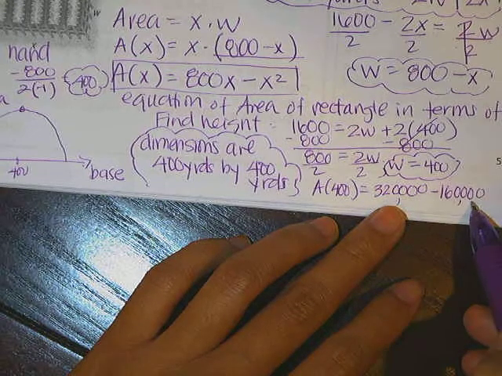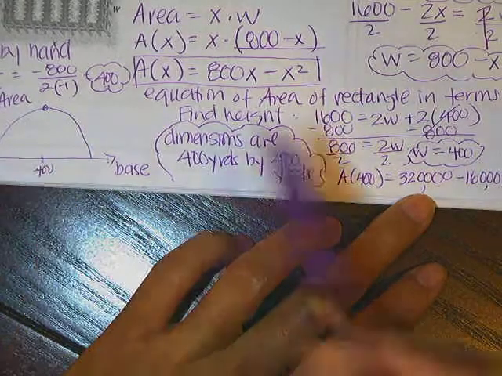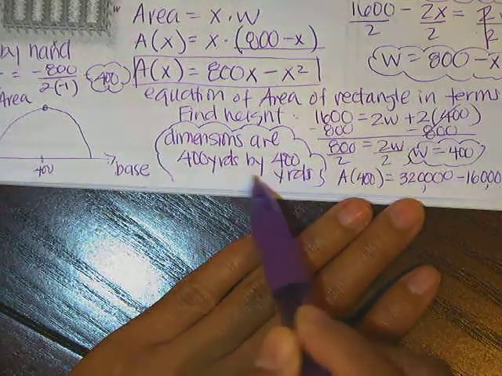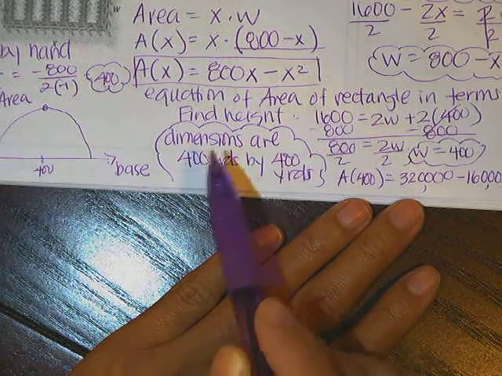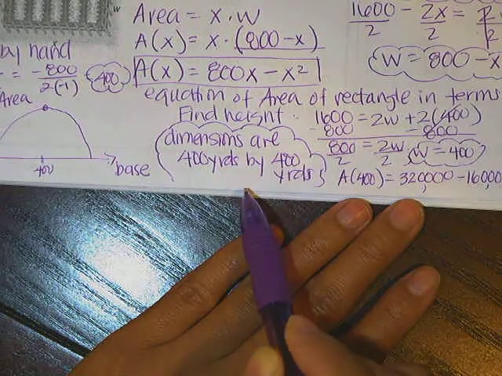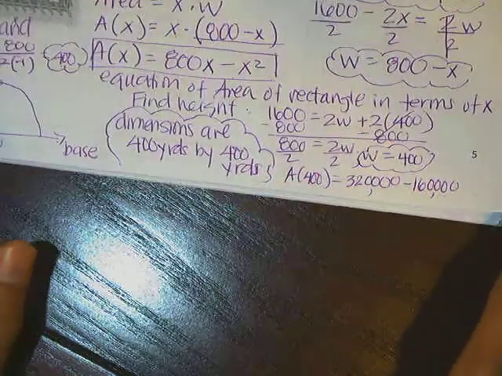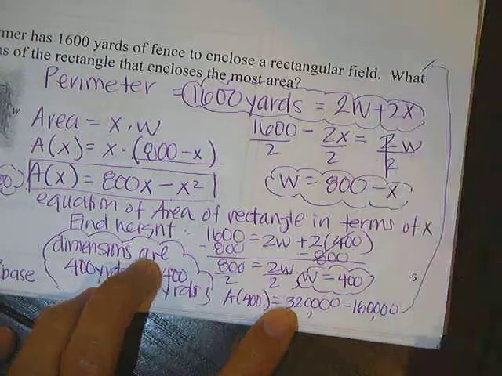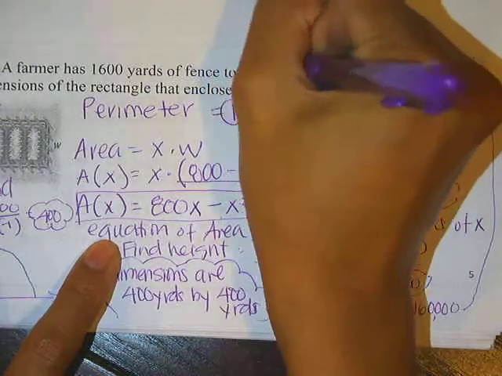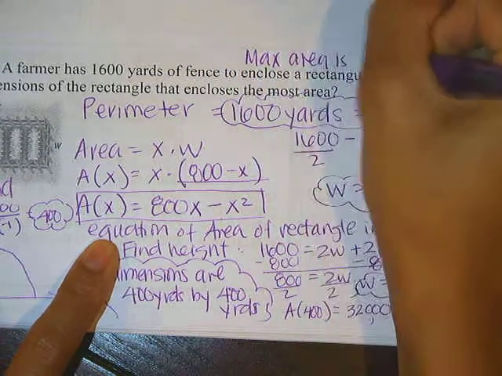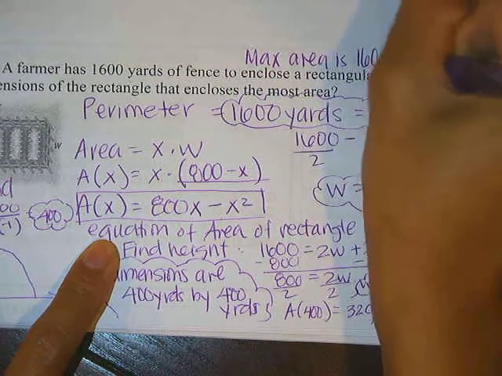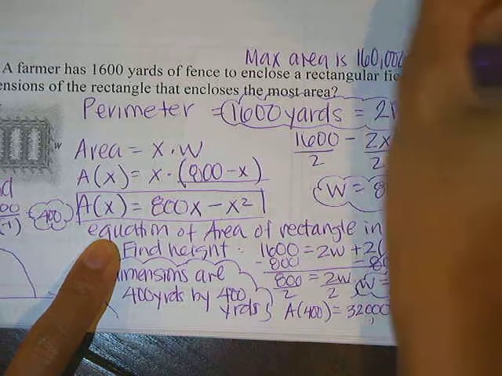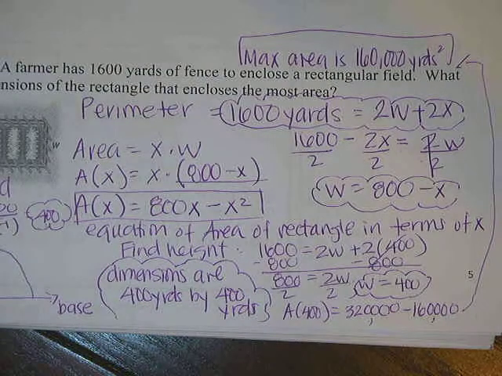Okay. So this is finding it using the vertex. But if you have the dimensions, you can take them and multiply as well. So 400 times 400 is also 160,000. So the max area, I'm kind of out of space here, so I'm going to loop this around above. Max area is 160,000 yards squared. It did not ask for it in this example, but I might ask for it during the test, or it's definitely going to be on your homework.